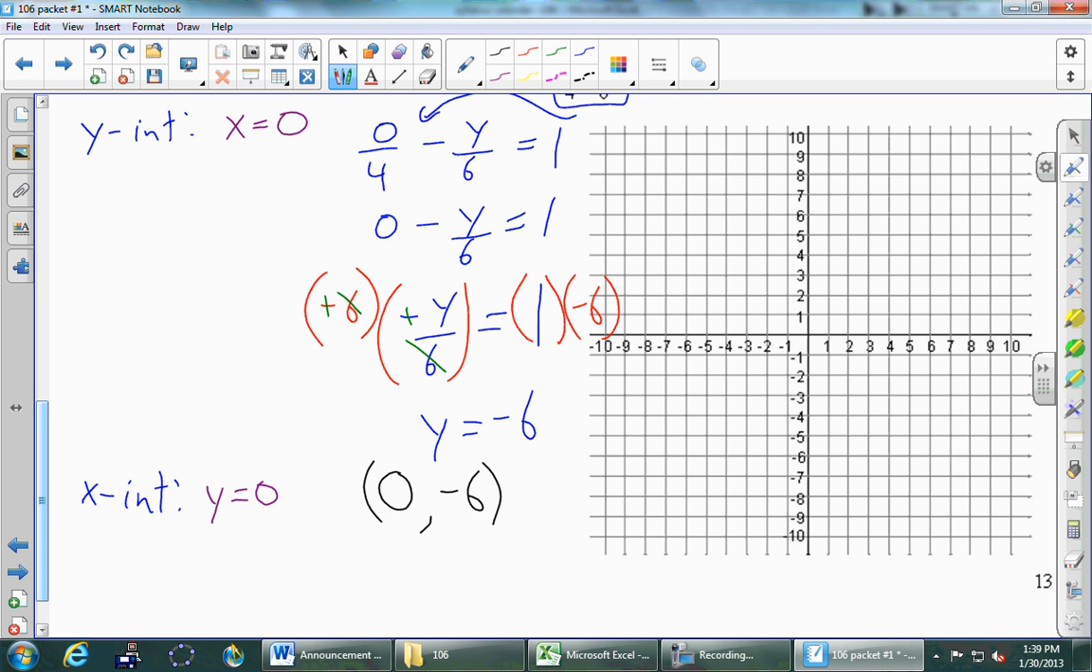0, comma, negative 6. I think it's a really good idea to write this part at the start of the process. I'm finding the y-intercept. I know right away x equals 0. More than just saying plug in x equals 0, which you have to do to get y, you're also giving yourself an opportunity to know where the 0 goes. You wrote it: x equals 0. Great. The first number is 0.